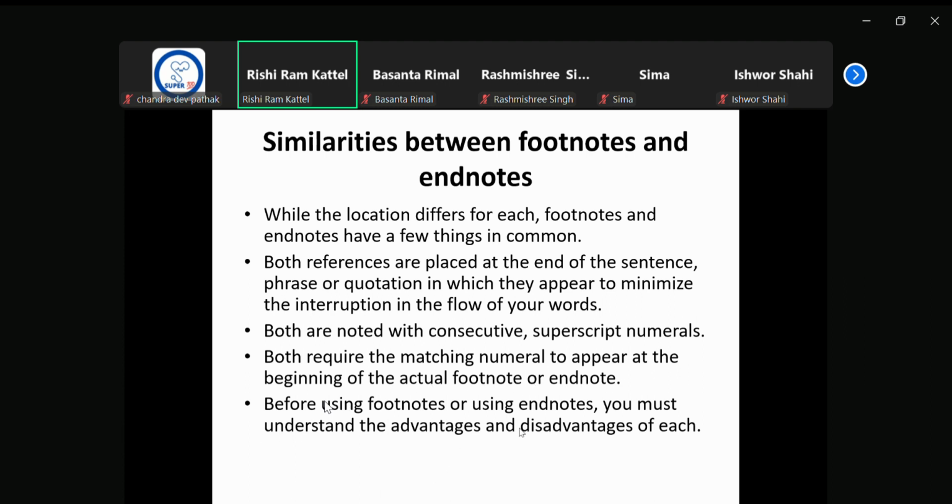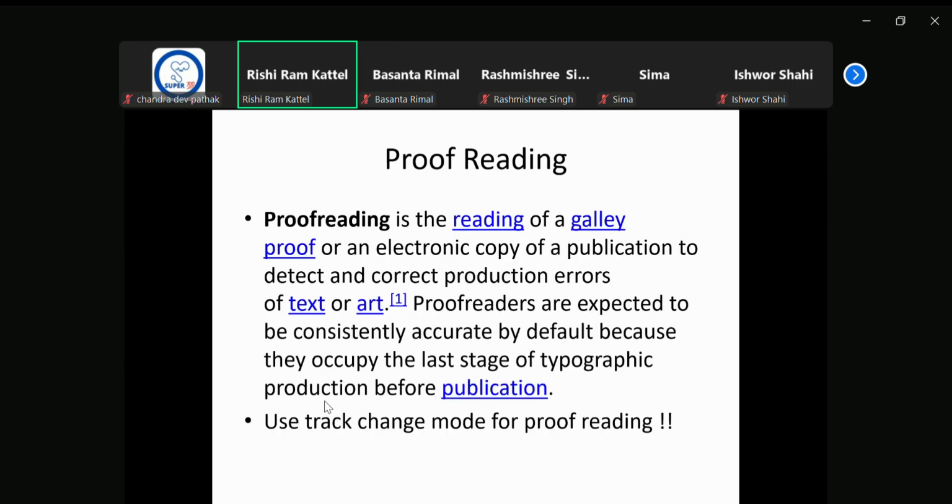Before using footnotes or endnotes, you must understand the advantages and disadvantages of each. Another topic is proofreading. You have done proofreading many times. Proofreading is the reading of a galley proof or electronic copy of a publication to detect and correct production errors of the text or art. Proofreaders are expected to be consistently accurate because they occupy the last stage of typographic production before publication. Use track changes mode for proofreading. Normally, people use track changes mode for proofreading. Proofreading is quite important.